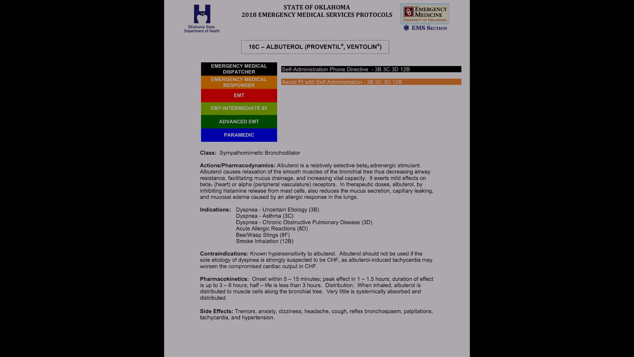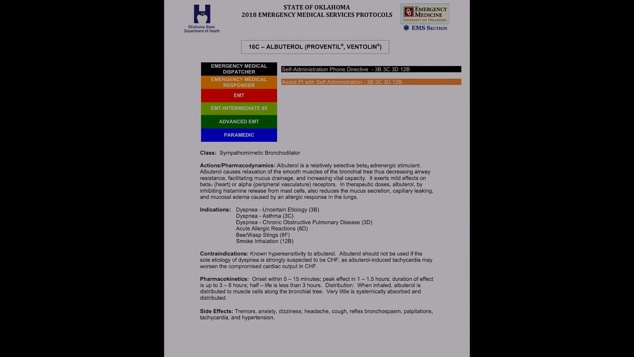Albuterol treats that. Also, with smoke into your lungs, we have an increased secretion of mucus with your airway trying to protect itself. And as you see there, this reduces that and helps facilitate the drainage of that. So very good for smoke inhalation as well, which is important for us.